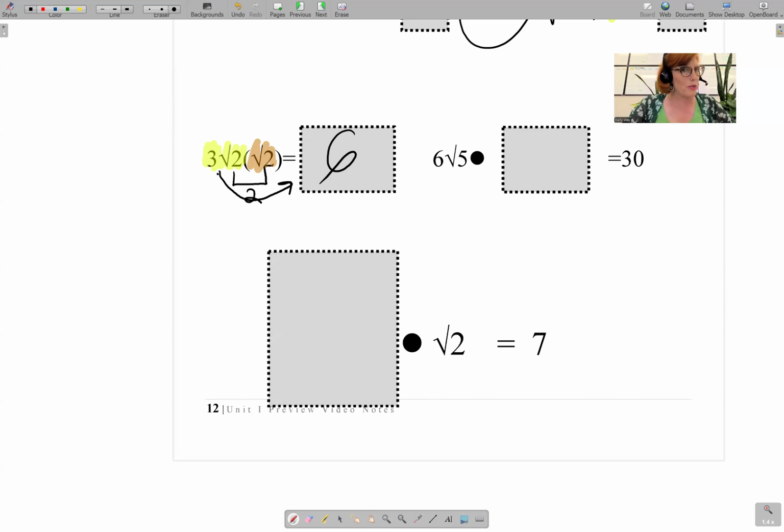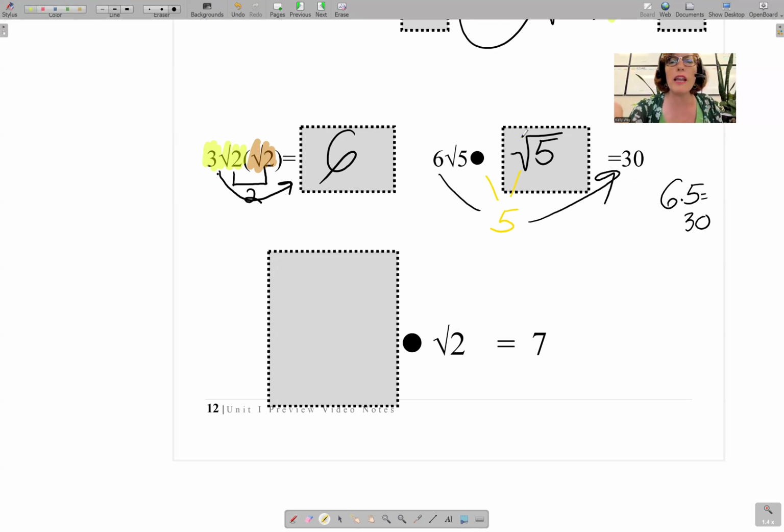Now we're going to work backwards. 6 root 5 times what number is 30? Now some of you are thinking, I know 6 times 5 is 30, but there's a radical there. We need to get rid of the radical. Any radical times itself is just the number on the inside. So root 5 times root 5 is 5. 6 times 5 is 30. So the correct answer for this blank is root 5.